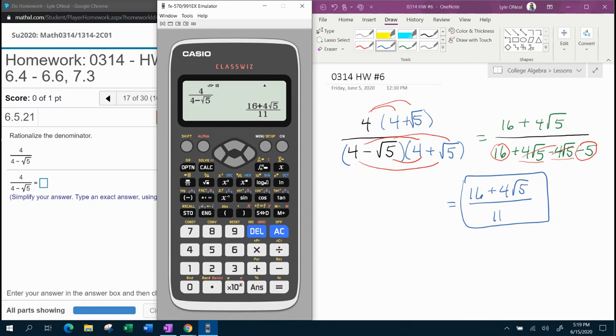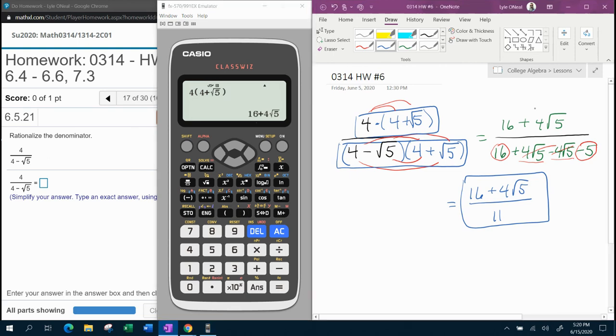Now that's one way to use the calculator to do all of it, okay? Another way we could have used the calculator to help do some of the work and still show some work is we could have input the numerator multiplication and the denominator multiplication and get the calculator to help us with that, okay? So for example, I could have put 4 times 4 plus square root of 5, and the calculator would verify 16 plus 4 square root of 5. Do you see that? The calculator would help me show some work if I have to show work.